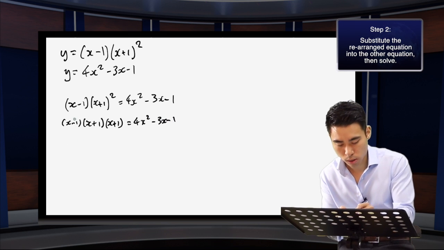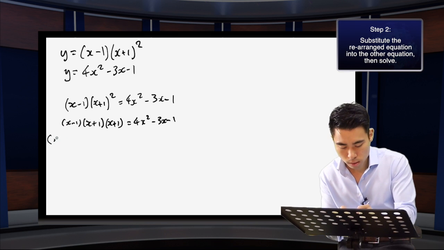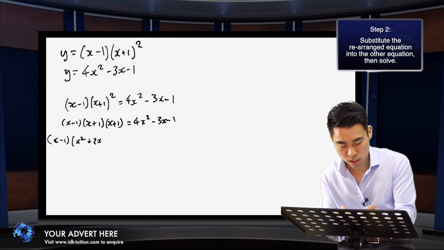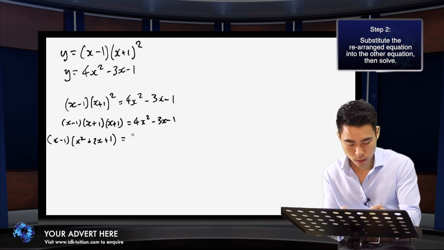Okay, so let's do these two first. No, actually, let's do these two first. So I'm going to leave my x minus 1 where it is. I'm just going to expand this set of brackets out first. So I've got x squared, that one times that one, plus x plus x. Okay, I'm going to skip a step there. Plus 1. Okay, and obviously the right hand side stays the same.